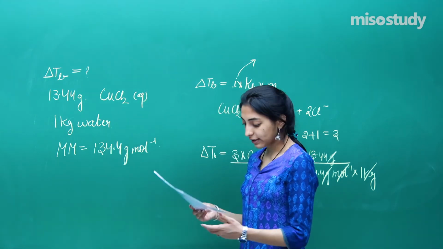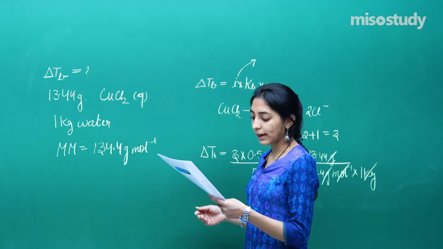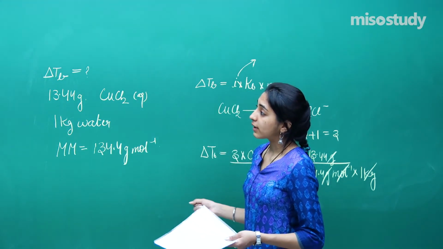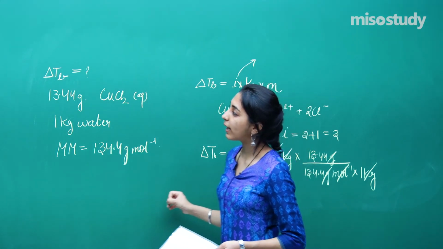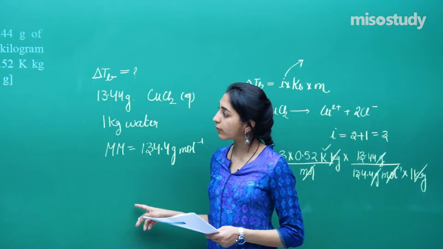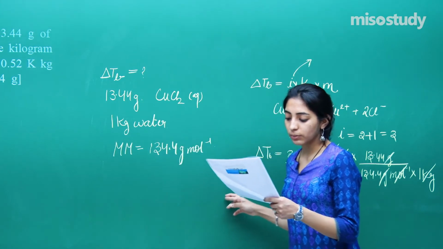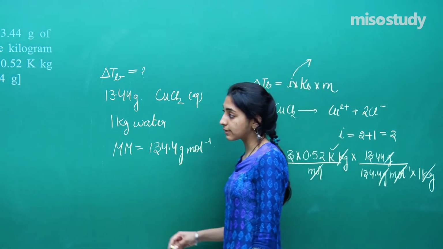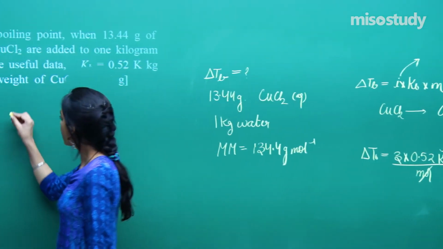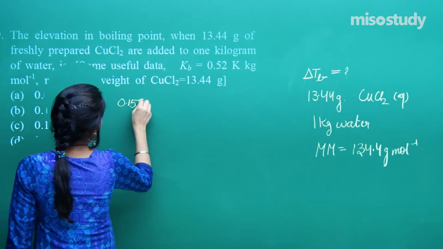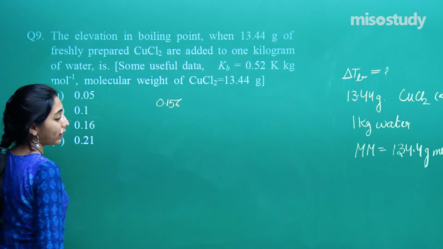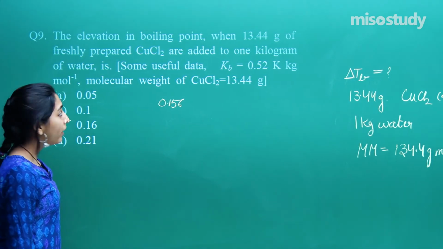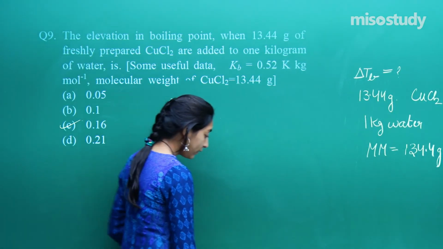So if you want, I can check out the answer for this question. So the elevation in boiling point, the final answer, will be coming out to be 0.156. So you can approximate it to 0.16. Okay, so that was our question number 9.